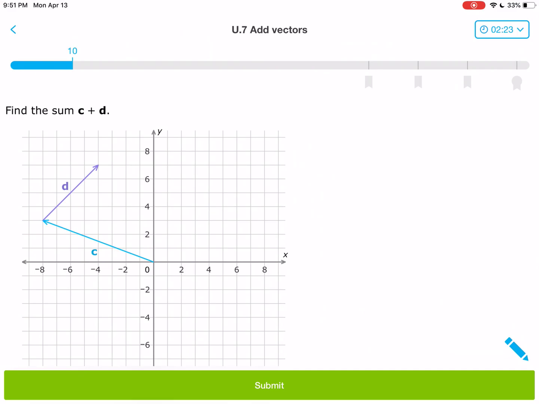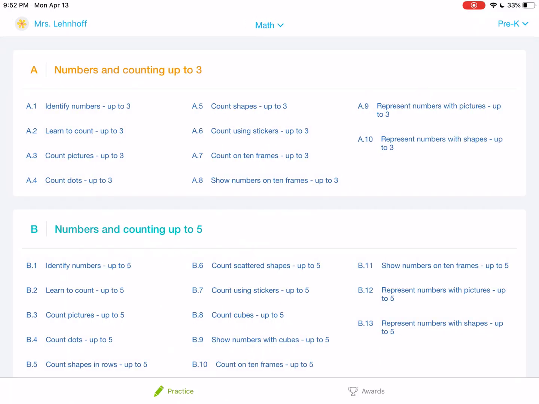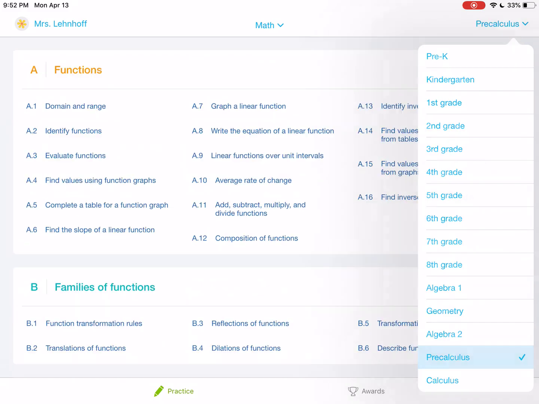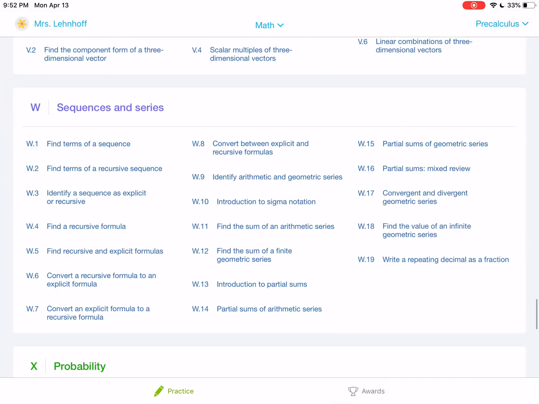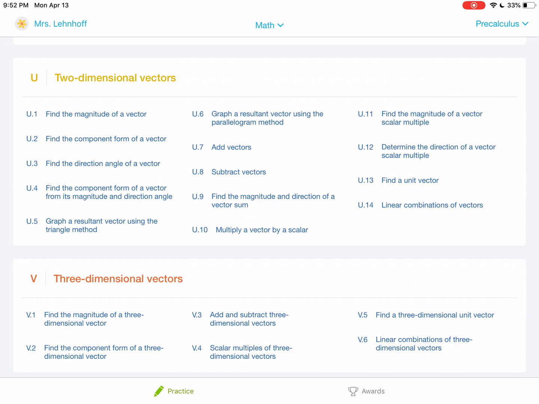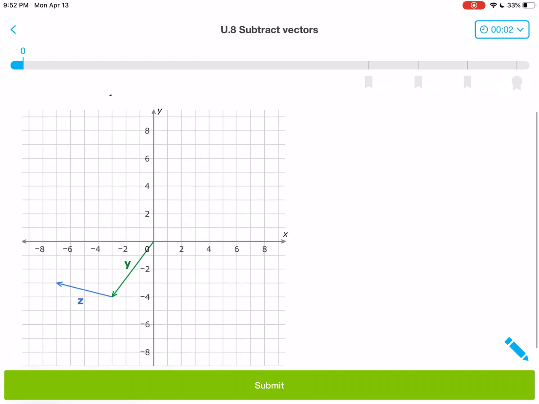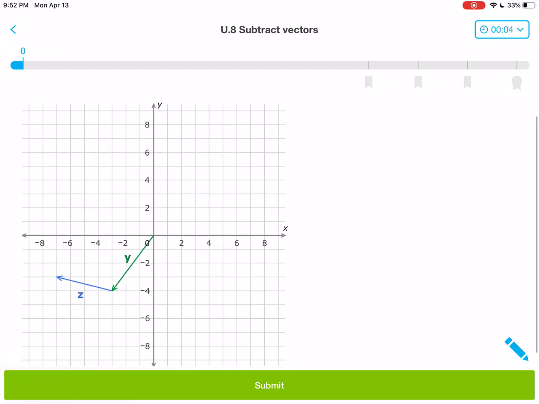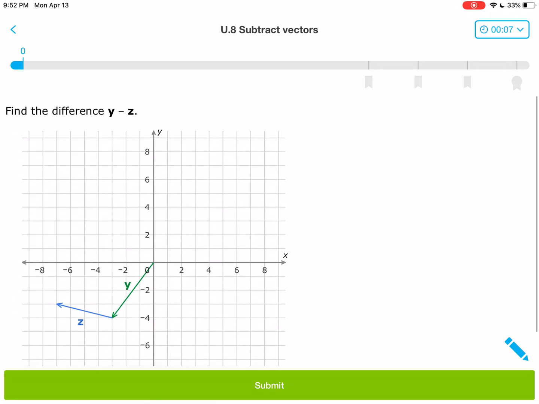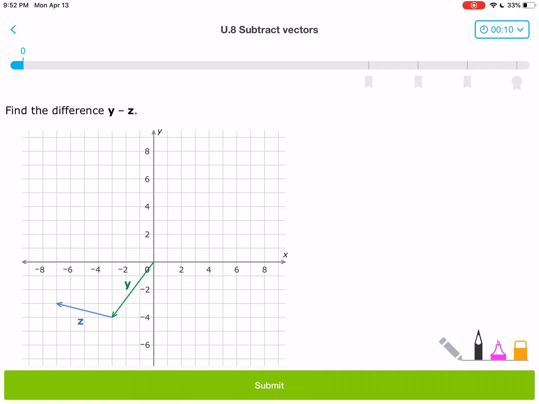So let's go ahead and look at IXL real quick. If we go to U.8, subtract vectors, similar to with addition, I think it's going to show us the graph first. Yep, there we go. So we can piece it apart from there. There's a couple things you could think of here. First of all, if we want to do this graphically, let's think about the fact that y minus z is the same as y plus -z.